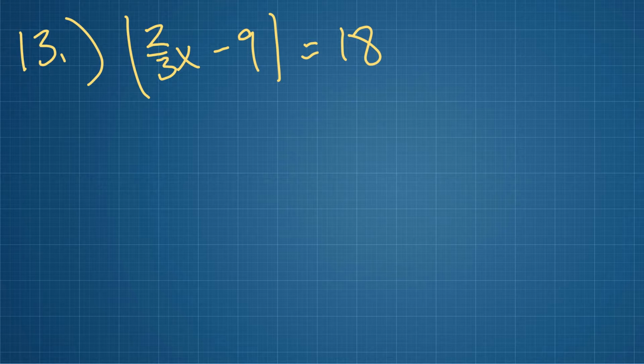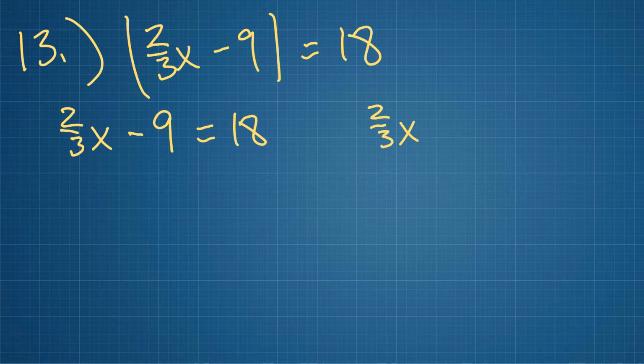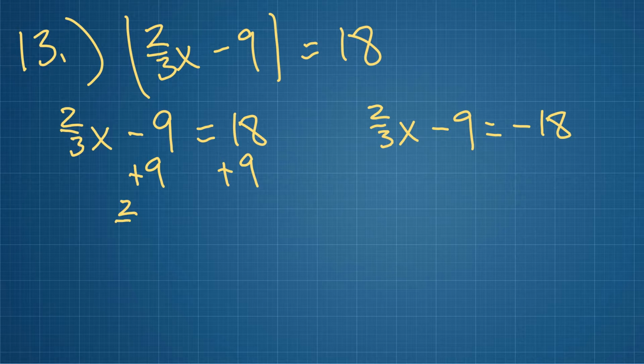All right, I have 2/3 x minus 9 equals 18. So I'm going to write it once. 2/3 x minus 9 equals 18. And then I'm going to write 2/3 x minus 9 equals negative 18. I add 9 to both sides. I get 2/3 x equals 27.